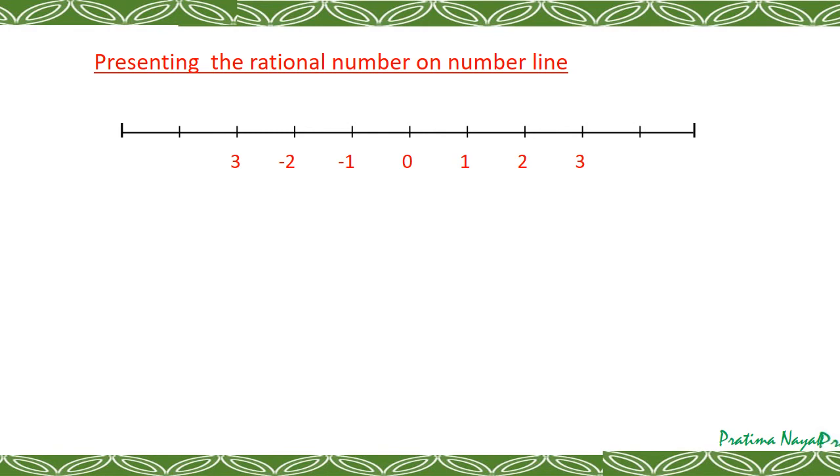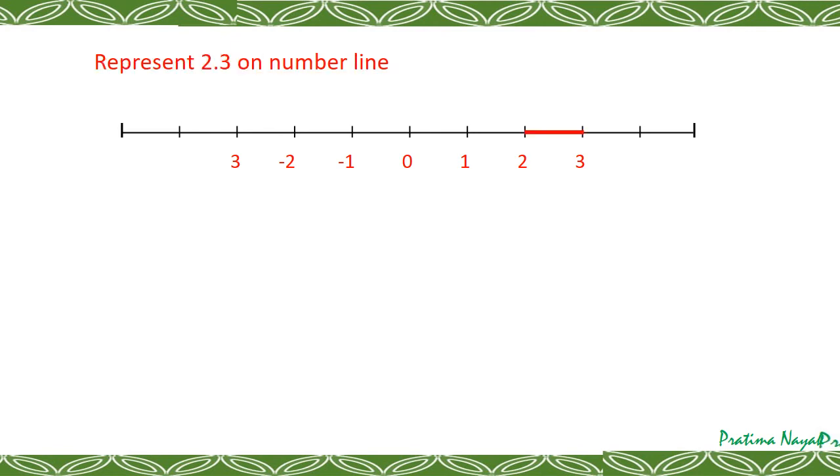Now, to represent a rational number, a decimal number, on the number line. So this is the number line: 0, 1, 2, 3, minus 1, minus 2, minus 3. I am showing only one or two representations. The rest you can try yourself. Now suppose I want 2.3. 2.3 means it is between 2 and 3. So I will magnify the space between 2 and 3. We say we are zooming.